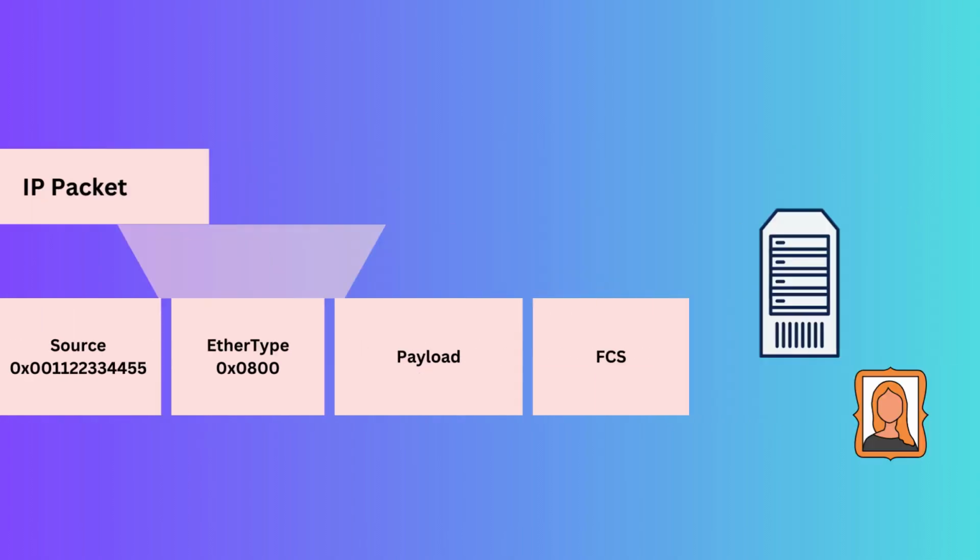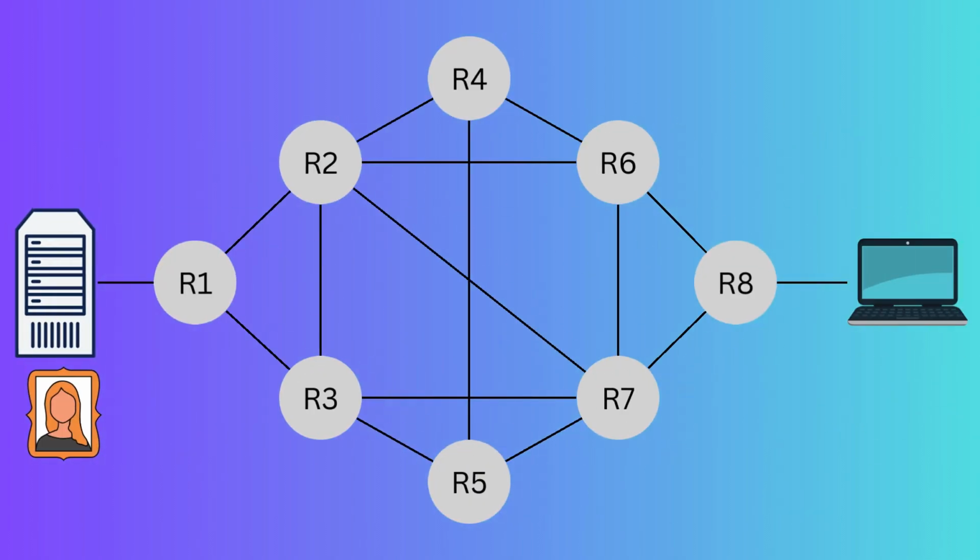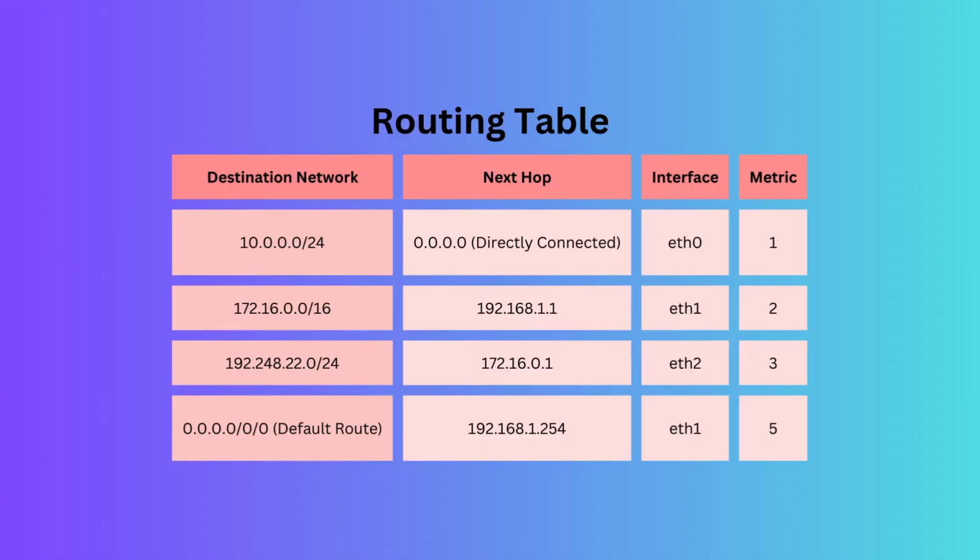Now that the Ethernet frame is complete, it's ready to be transmitted across the network to the next hop, router R1. Now, the Ethernet frame containing the IP packet is received by router R1. But how does router R1 know where to send the packet next? Routers use routing tables to decide the next hop for a packet. A routing table contains a list of network destinations and instructions on how to reach them. Let's see how R1 processes the packet.